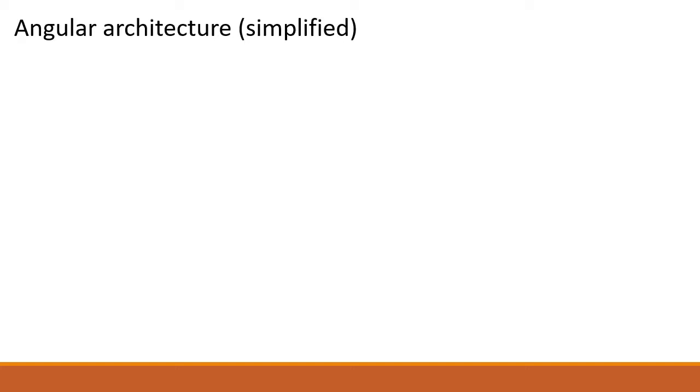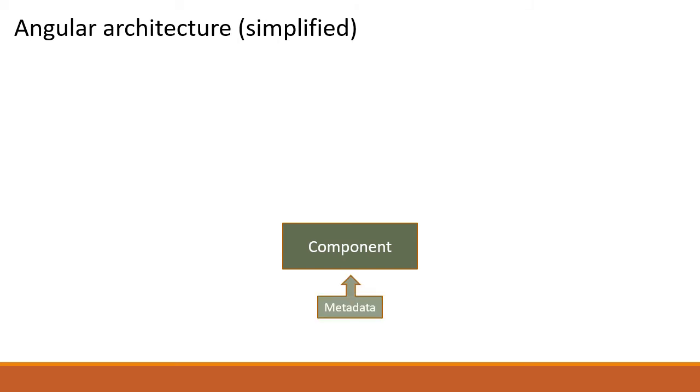To end this presentation, we're going to take a look at the simplified Angular architecture. Let's start with a component. That's something you know. A component is something which we use to show something in the HTML page. And in Angular, this component has metadata, extra attributes which are added to the component, which tell us something more about the component.